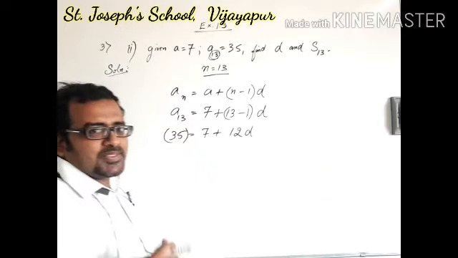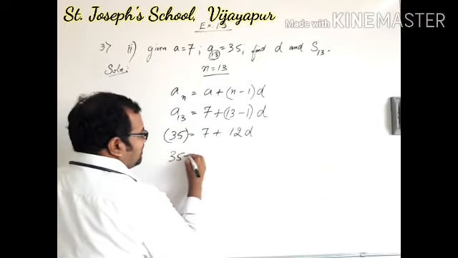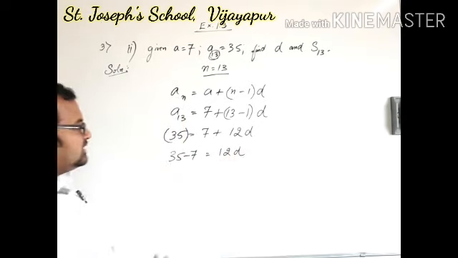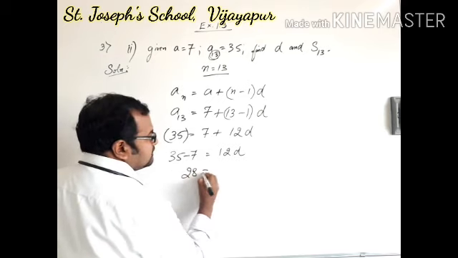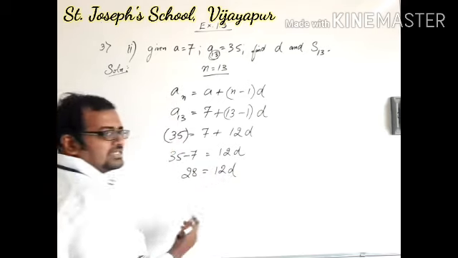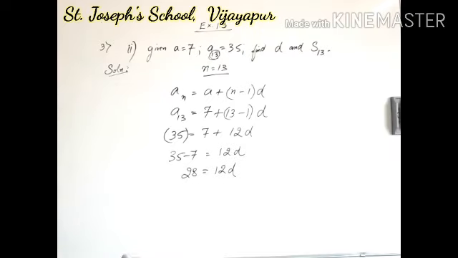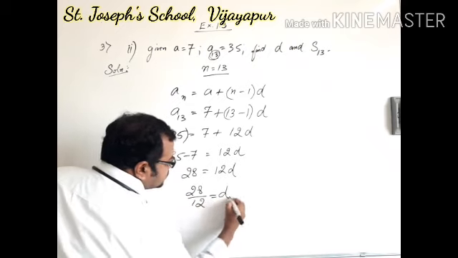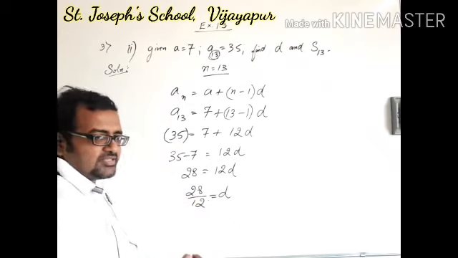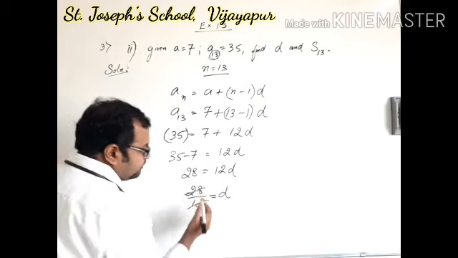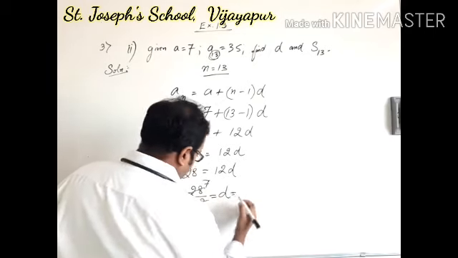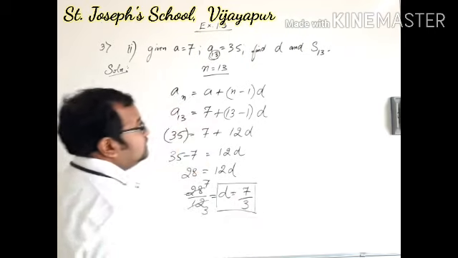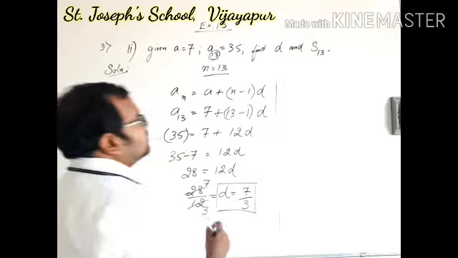7 comes to the other side, becomes minus 7. So 35 minus 7 is equal to 12d. 35 minus 7, which is 28, is equal to 12d. Next step, 12 comes to the other side, becomes divided by 12: 28 divided by 12 is equal to d. Simplify with the common factor, that is 4. 4 3s are 12, 4 7s are 28. So the answer is 7 by 3. You got your d value. So one part is over. Let's go for the next part.